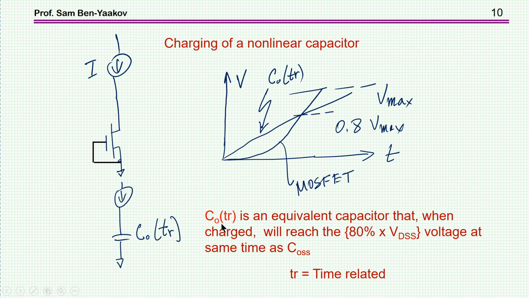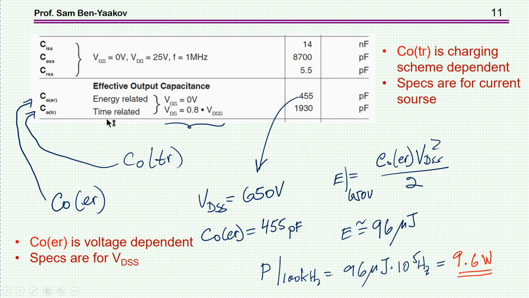Why do you need it? Well, you can use it in order to estimate how long it will take, or what will be the sort of average rise time of the transistor. You can approximate it by this rather than this. So here we have now the part of the table that we've seen before. Now we understand that there is a C out energy related. Here it is. And it's 455 picofarad. Again, this will be when the transistor is charged to the full maximum voltage, which for this transistor is 650 volts.